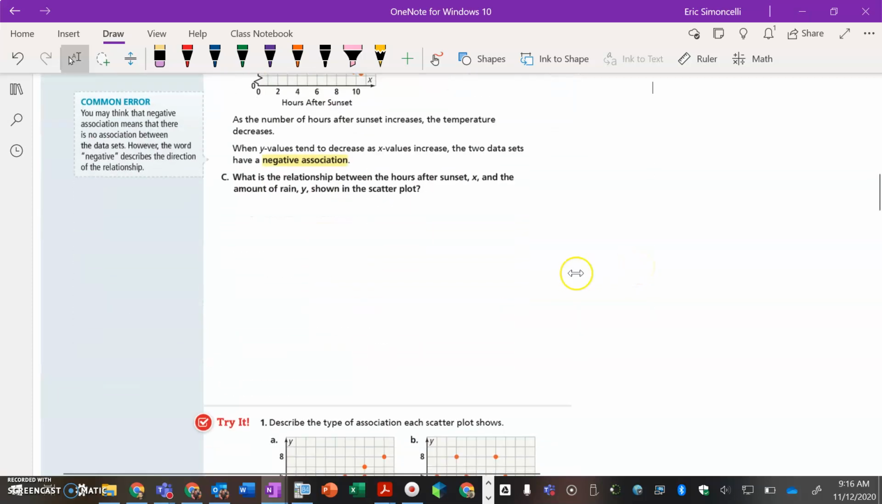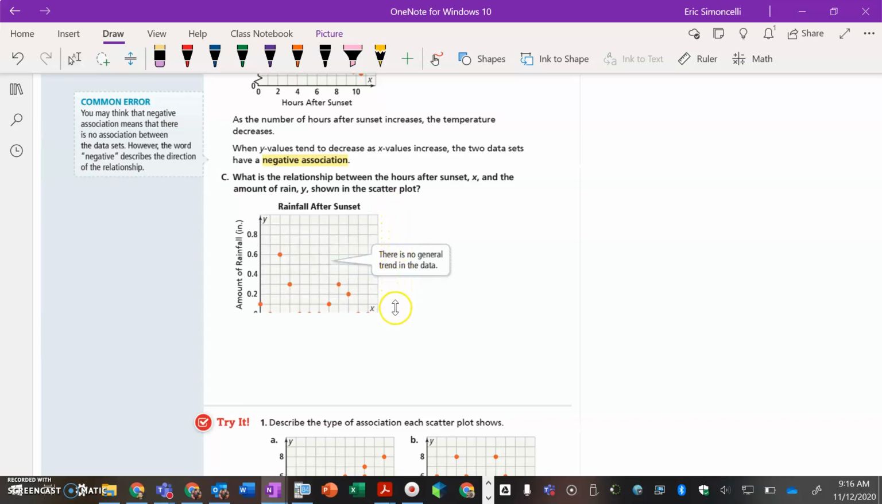Moving forward, part C. What is the relationship between the hours after sunset, X, and the amount of rain, Y, shown in the scatter plot? So yet another relationship, X versus Y. Rainfall after sunset in inches on the Y-axis, and then you have the X-axis as such, hours after sunset. Points are scattered about.